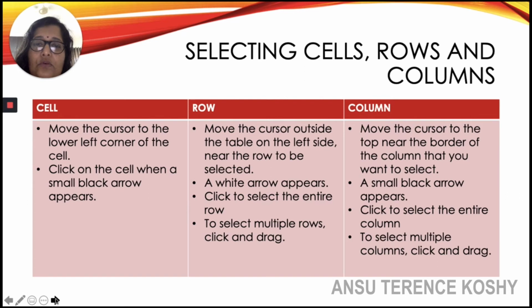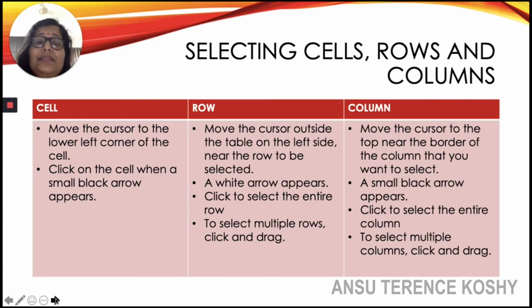For selecting a row, you need to move the cursor outside the table on the left side, near the row to be selected. At that time, you will have a white arrow. You have to click on the entire row. Then if you want to select multiple rows, you need to drag down. That many rows will be selected. I'll be showing that in a separate video after this.